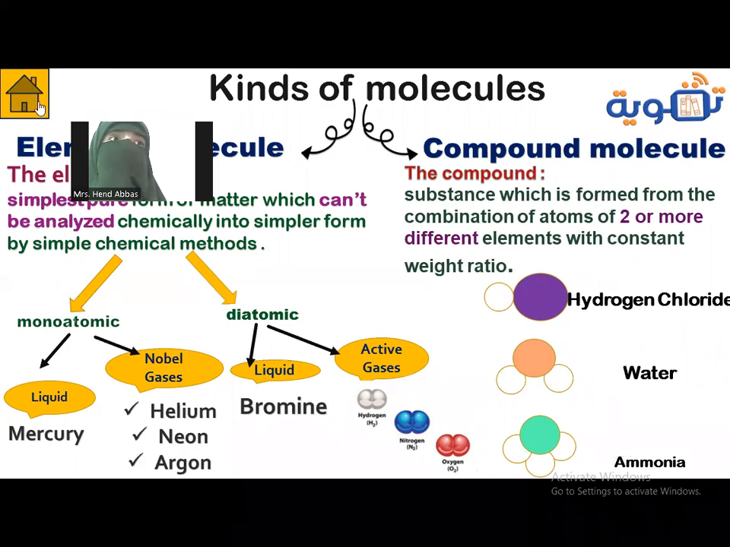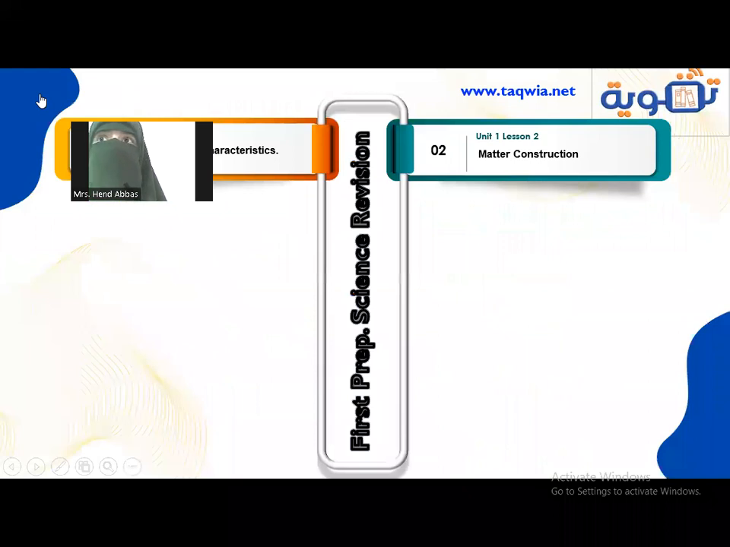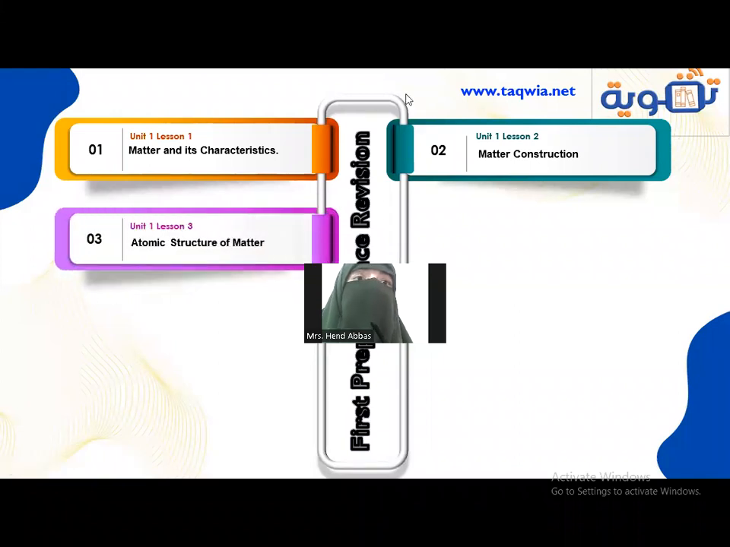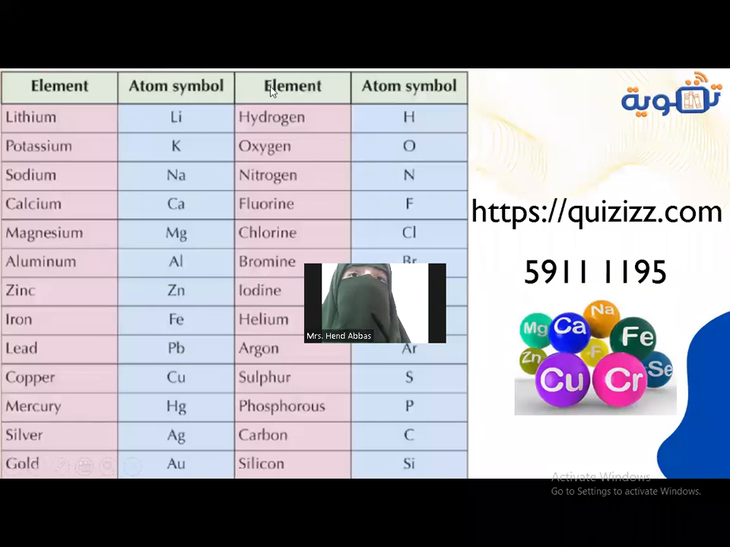Okay, let's complete lesson 3. Lesson 3 is the atomic structure of matter. Here in this table, you have to memorize the element symbols. And when you memorize them, you can practice them.